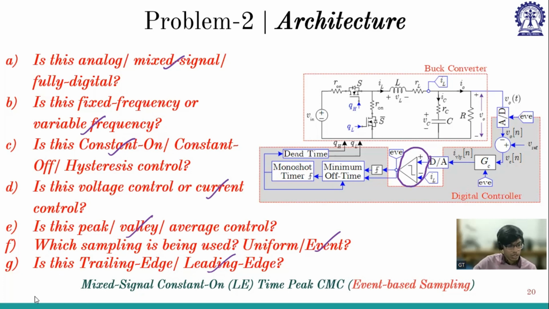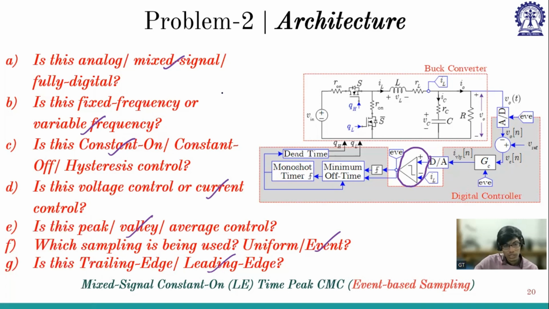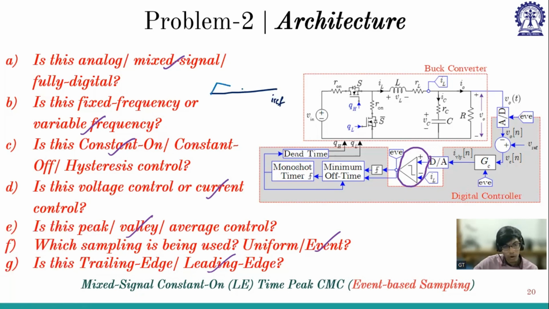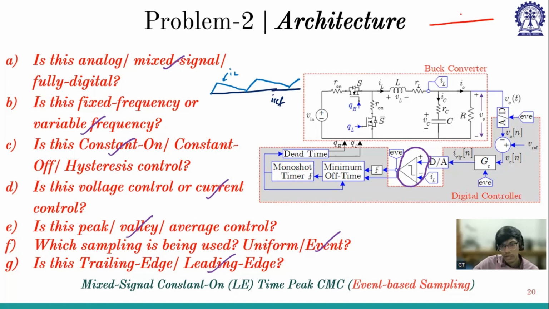See, constant on time, if I draw the steady state waveform, so let me draw. So this is the I reference. And I'll have constant on time, off time, on time, off time. So this is IL. So is my IL, is it above I reference or below I reference? It is above I reference. So it is leading edge, because the edge is above the reference. Whereas in the case of constant off time, the I reference will be here.